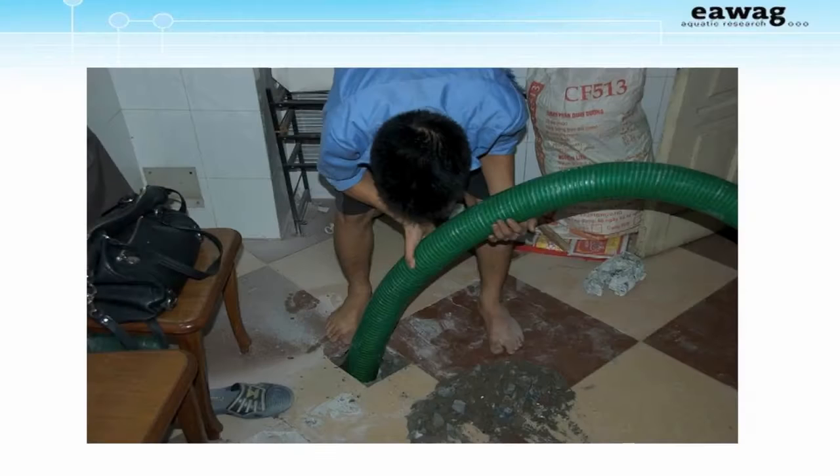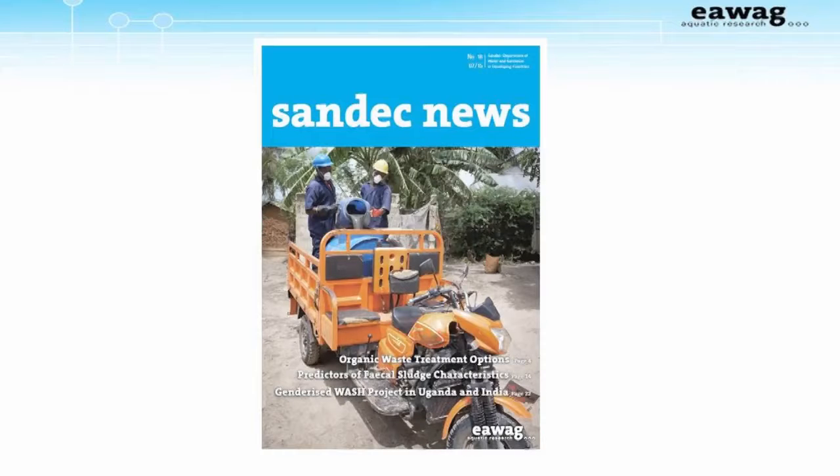This is in Hanoi, Vietnam, where most every household in the city is connected to a septic tank, but they are frequently built in under the house, so to empty them, a hole needs to be made in the kitchen floor. This is the most recent SANDEC news, which you can also download for free from our website. This picture is of a sustainably operated, manually emptying company in Dar es Salaam, Tanzania. Notice the protective clothing the workers are wearing.